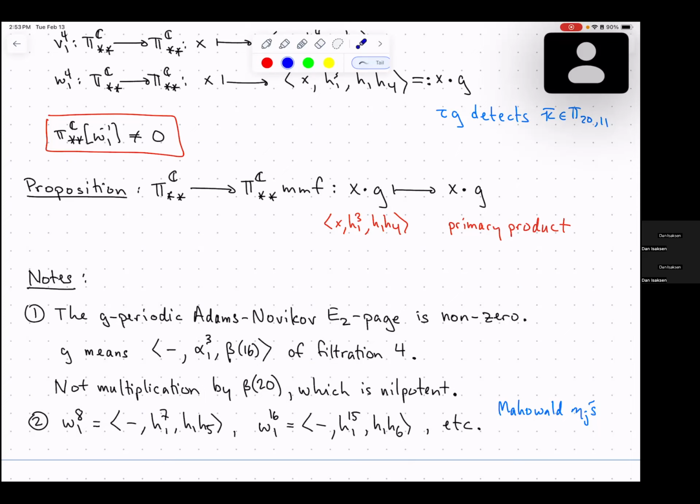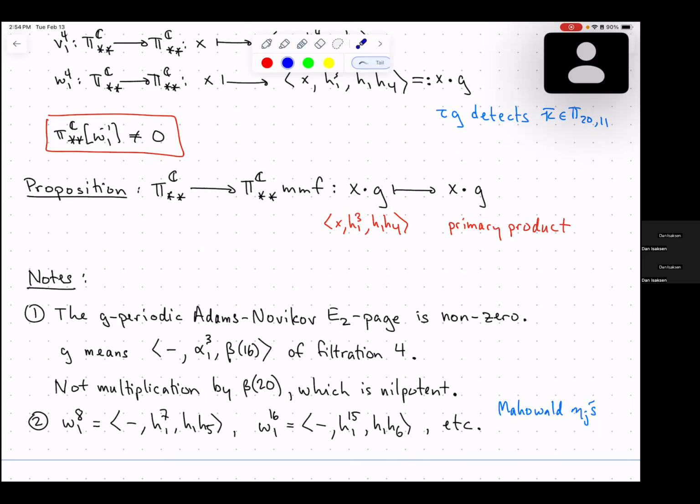It's not doing that. That's nilpotent in the Adams-Novikov E2 page. I think even its square is zero. That beta of 20 squared is zero. So I don't want that. If I invert that element, I'll get zero. But if I invert this operator, I get something non-zero.